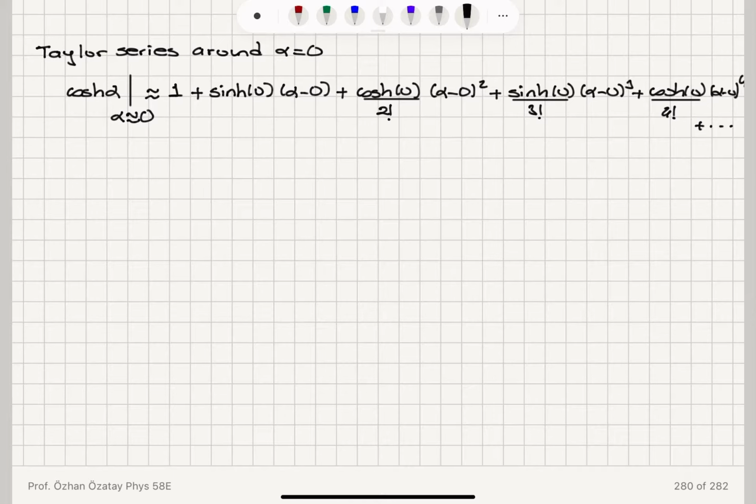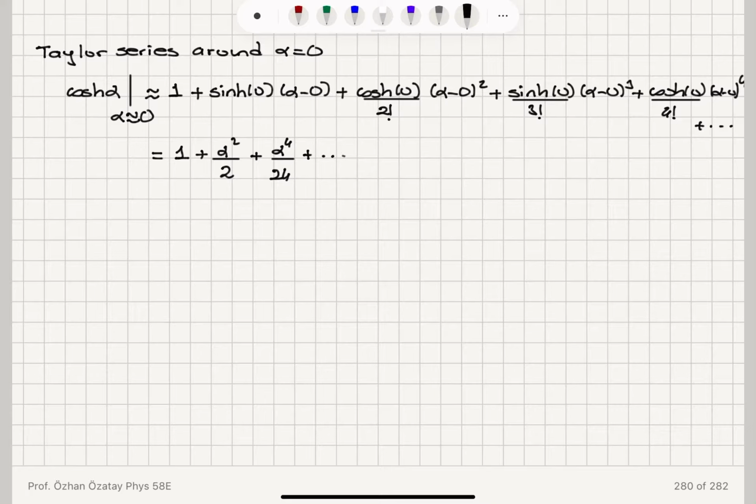So this can be summarized as 1. This term is 0 because sine hyperbolic 0 is 0, and this one is also 0. So we have a non-zero term here, 1 over 2 factorial alpha squared. So it's 1 plus alpha squared over 2. And then we have another non-zero term here, that is 1 over 4 factorial alpha to the fourth power. So this is alpha to the fourth power divided by 4 factorial. What is 4 factorial? 4 times 3, 12, times 2, 24. And we have higher order terms.